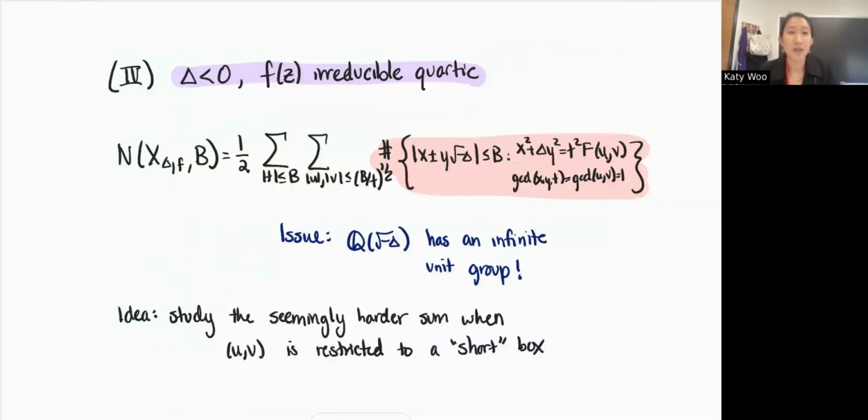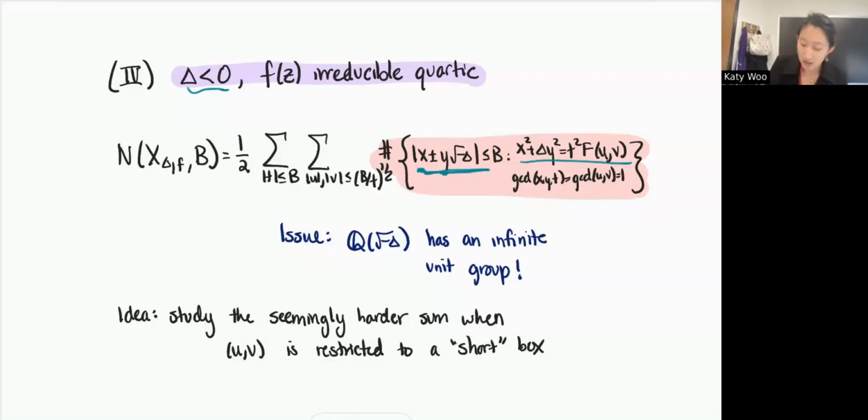Okay, the final case I want to talk about is what happens when delta is negative. And this brings on some extra complications because now we can't just count the number of x and y such that x squared plus delta y squared is equal to t squared f of uv, because there can be infinitely many x and y. This comes from the fact that a real quadratic field has an infinite unit group. And so we really need to use the fact that we had sharp cutoffs on what x and y were from our original height. So just to recall, we needed that the size of x plus or minus y times the square root of negative delta is at most b.